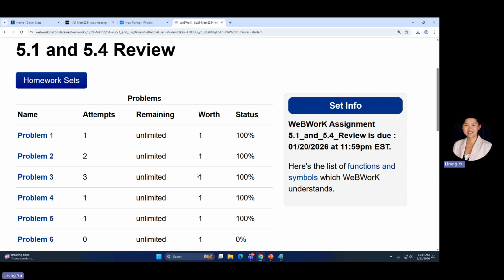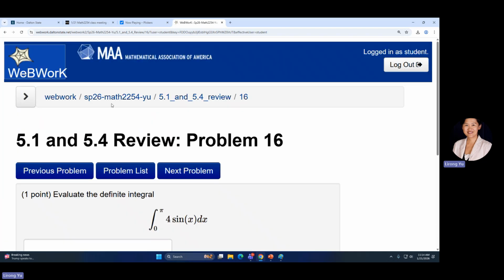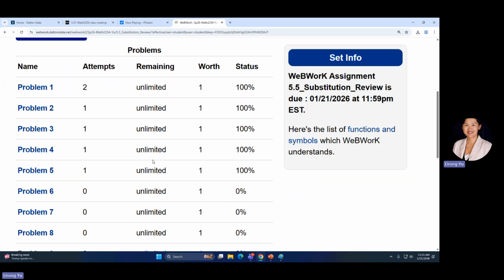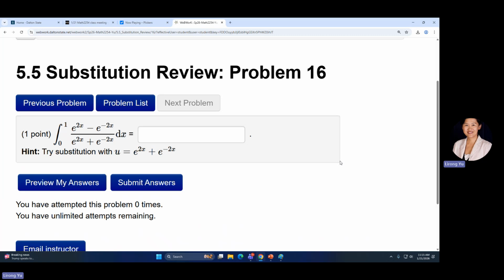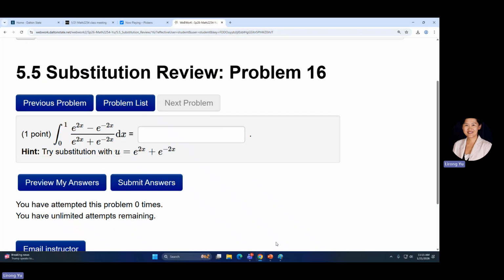You were saying number 16 on 5.5. That's the other one? Let's see. Is this the one? Right, this is a substitution question. I think what we did, it says that one, that you do. So we follow that suggestion. We identify u.